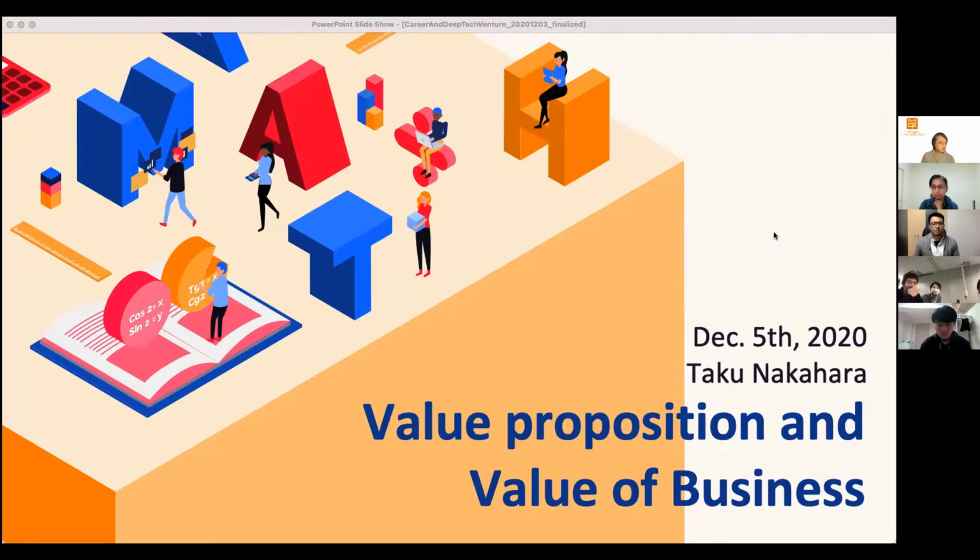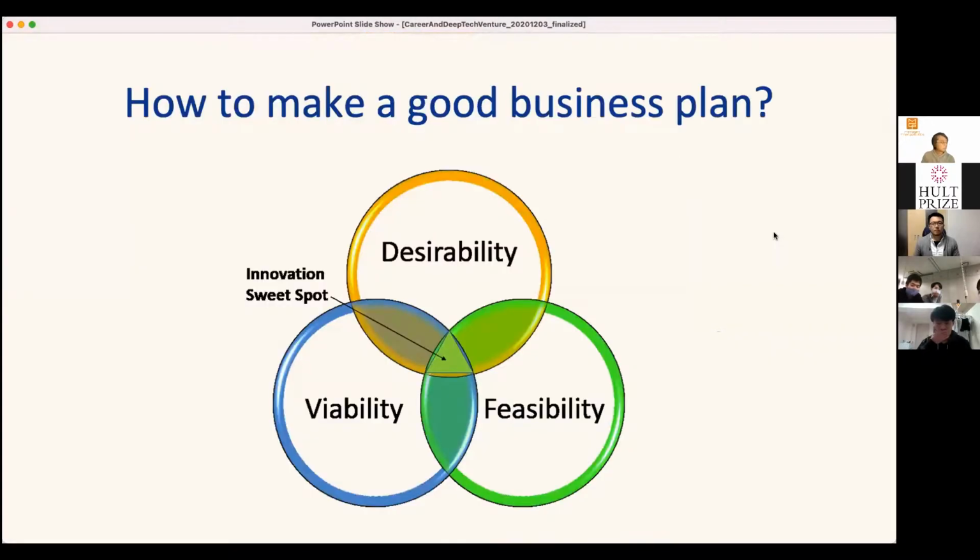Today, I'd like to explain about value proposition and the value of business. So the big question is how to make a good business plan. This is the same question to you all, right?